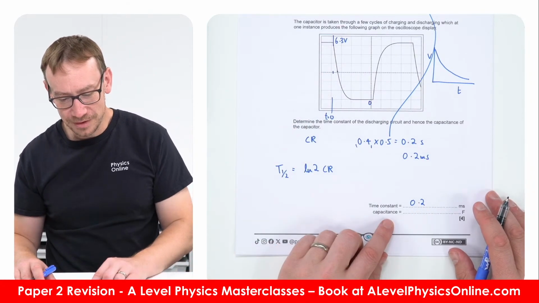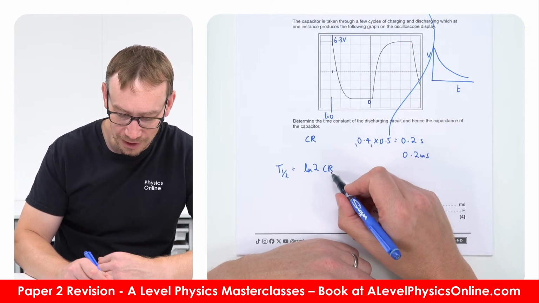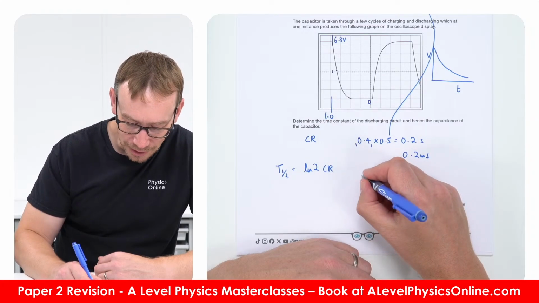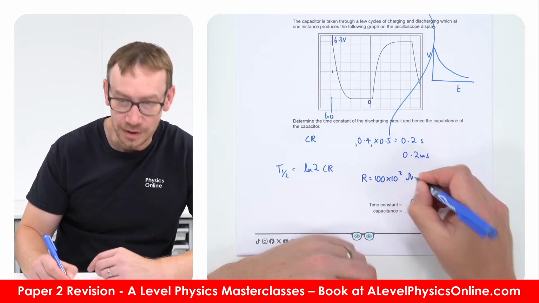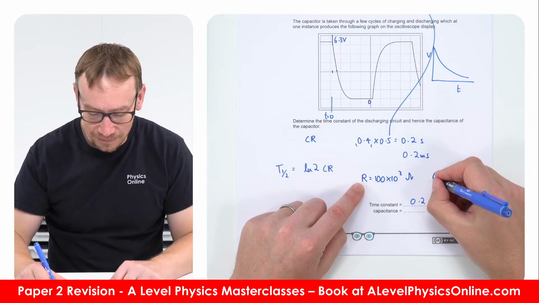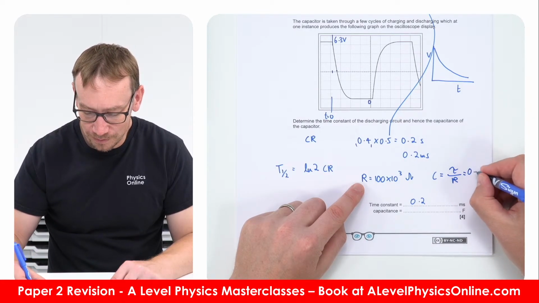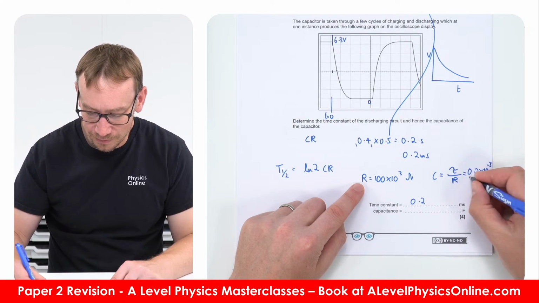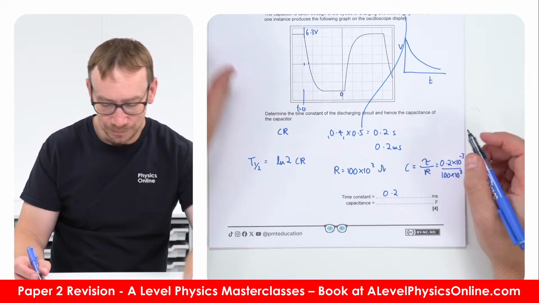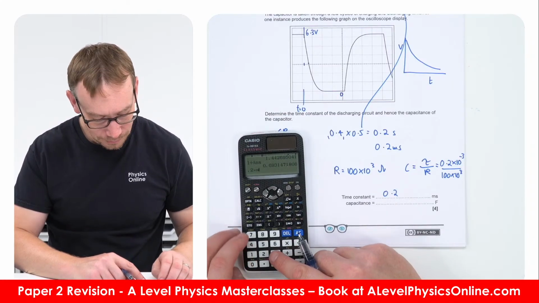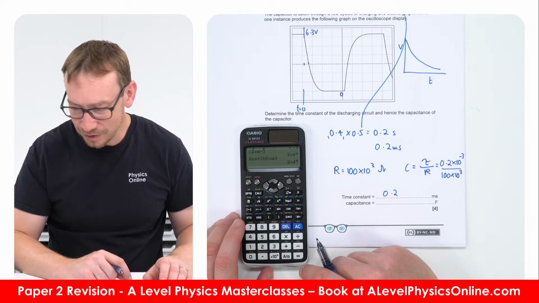Yeah, the capacitance then, well, if the time constant is equal to CR, and we know R, then R is 100 kiloohms, and we were given that in the first part of the question, and therefore the capacitance is equal to the time constant divided by R, which is 0.2 times 10 to the minus 3 divided by 100 times 10 to the 3. So that's 2 times 10 to the minus 9.